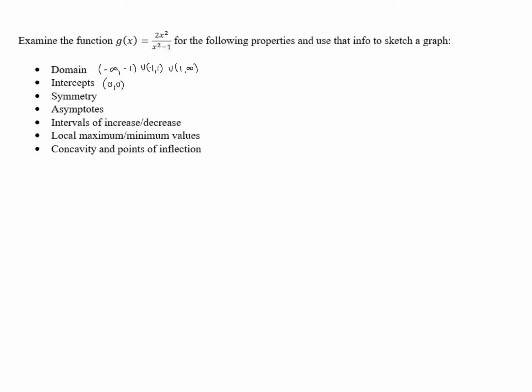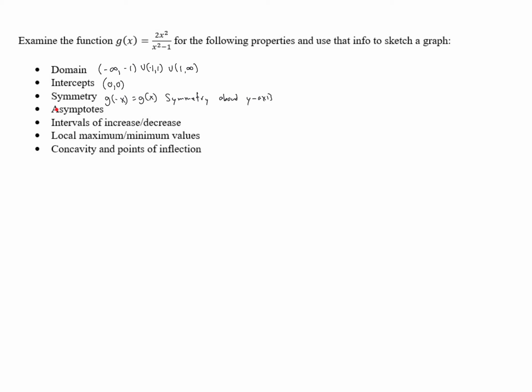For symmetry, if we look at g of x, if we plug in negative x instead of positive x, squaring x is going to get rid of that negative, and so we would notice that g of negative x is equal to g of x. That means it's an even function, and that means we have symmetry about the y-axis. All right.